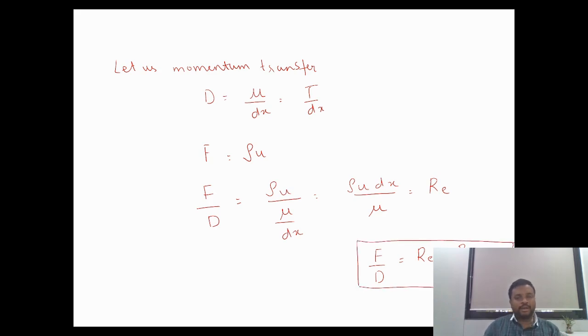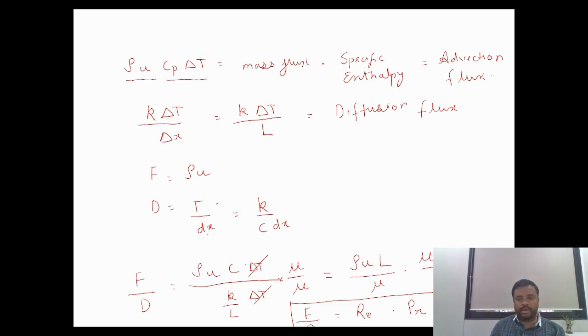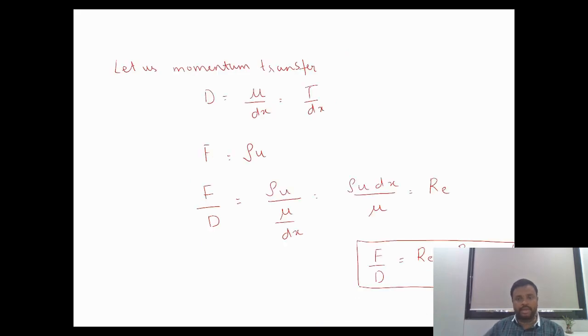So in the Peclet number we have two things. One is the thermal Peclet number, which is the ratio of advection strength by diffusion strength, and it is the product of Reynolds number and Prandtl number. Another one is the ratio of advection strength by diffusion strength which is equal to the Reynolds number, and that is the momentum Peclet number. Thank you.